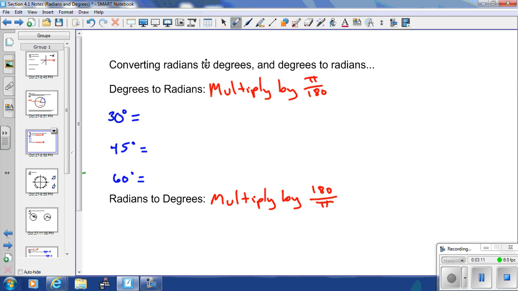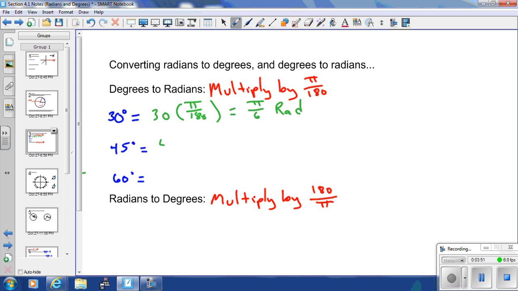Every angle can be written as a degree measure or a radian measure, and here's a simple method for changing between the two. If I give you an angle in degrees and ask you to convert it to radians, you multiply by the fraction pi over 180. For instance, for 30 degrees, I take 30 times pi over 180. This is like reducing the fraction 30 over 180 and leaving pi alone. 30 goes into 180 6 times, so this is pi over 6 radians.